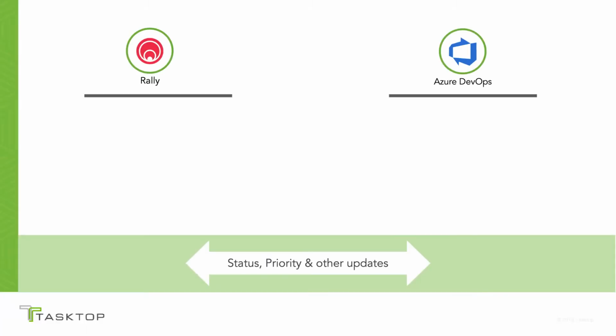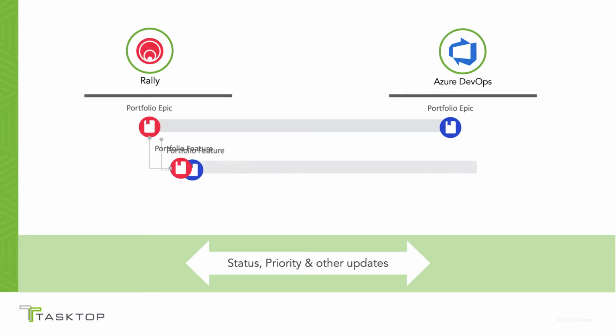So in the demo I'm about to show you, we're going to take a look at an integration for a company building a mobile video streaming application. When a user creates a portfolio epic in Rally, Tasktop will flow the portfolio epic over to Azure DevOps as an epic under a specified project. We'll do the same with the portfolio feature as well.